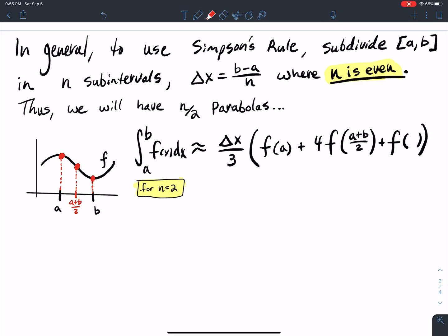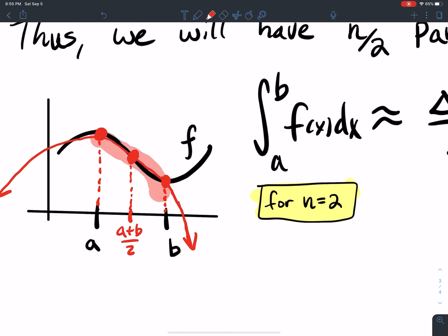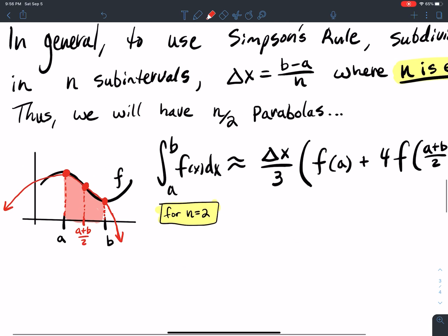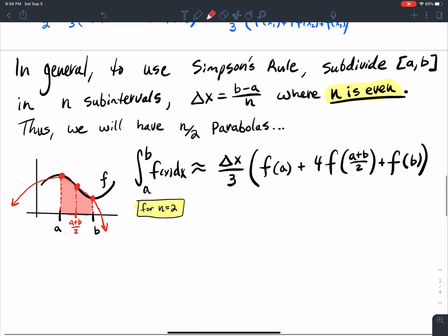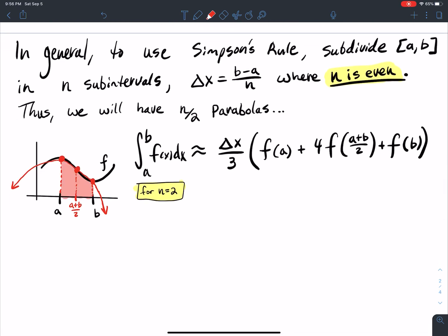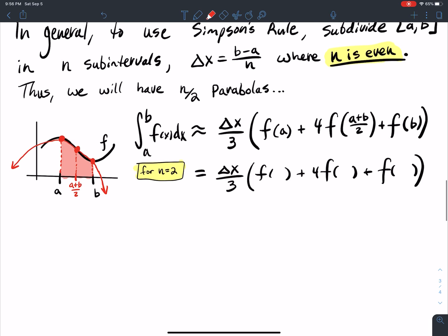And then the last endpoint here, f of b, right there. Okay, and so there's my parabola that's going to be used. I'm going to find the area under the curve of the parabola instead of trying an area under the curve of maybe something that I don't know how to find the area under the curve of because there's no antiderivative that exists. So if I simplify this, I'm going to replace a with x1, a plus b divided by 2 with x2, and then b with x3.